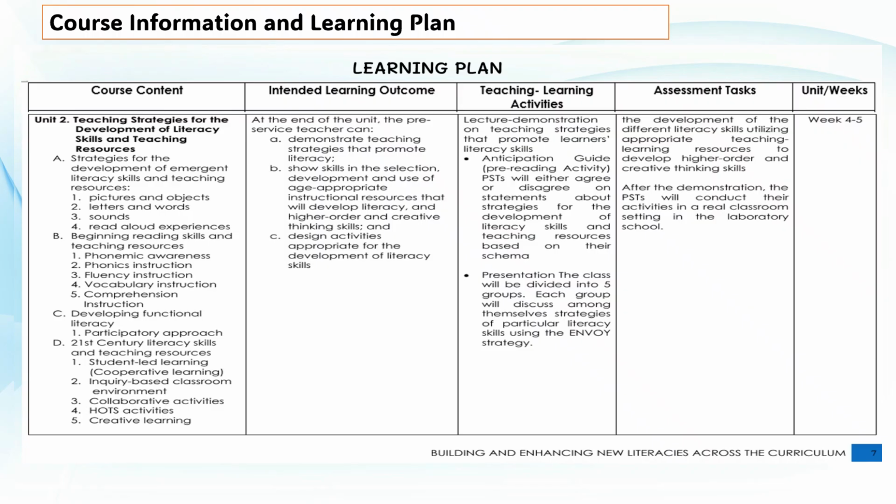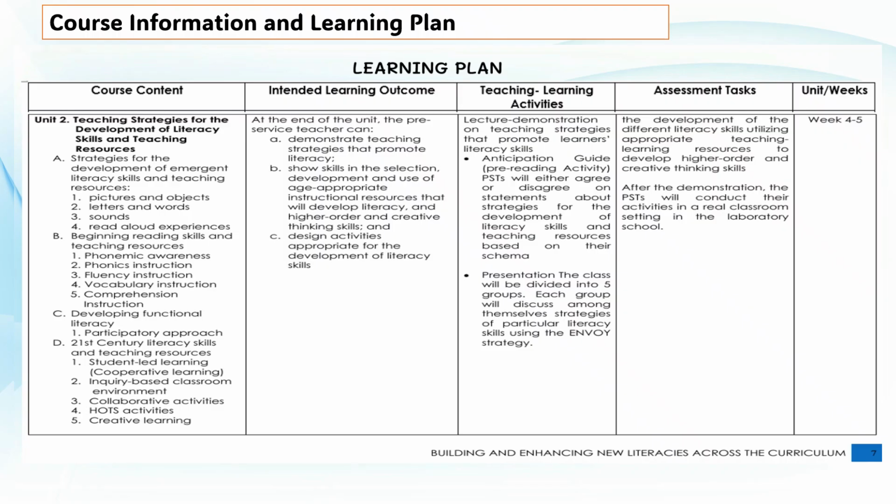Output. Group presentations on strategies for beginning reading skills. Assessment and evaluation. Evaluation will focus on accuracy of strategies, creativity in presentation, and collaboration within groups. Part C, Developing Functional Literacy. Functional literacy emphasizes practical application of reading and writing in daily life.